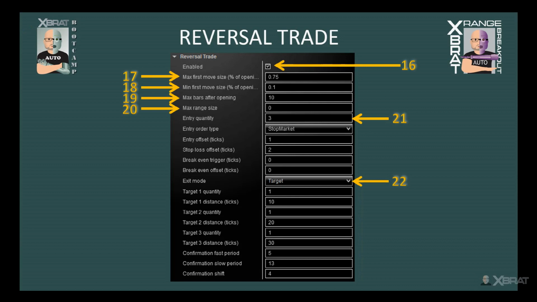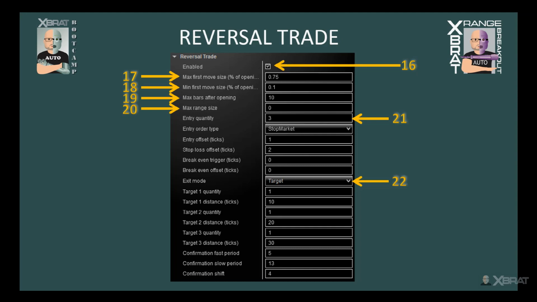So number 16 enables as default, but if you're running open trade and or continuation trade, it should be unchecked. Again, they all come checked as default. If you're going to run the reversal trade, the other two, the opening trade and the continuation trade, should be unchecked. So let's go through some of the particulars for this reversal trade.